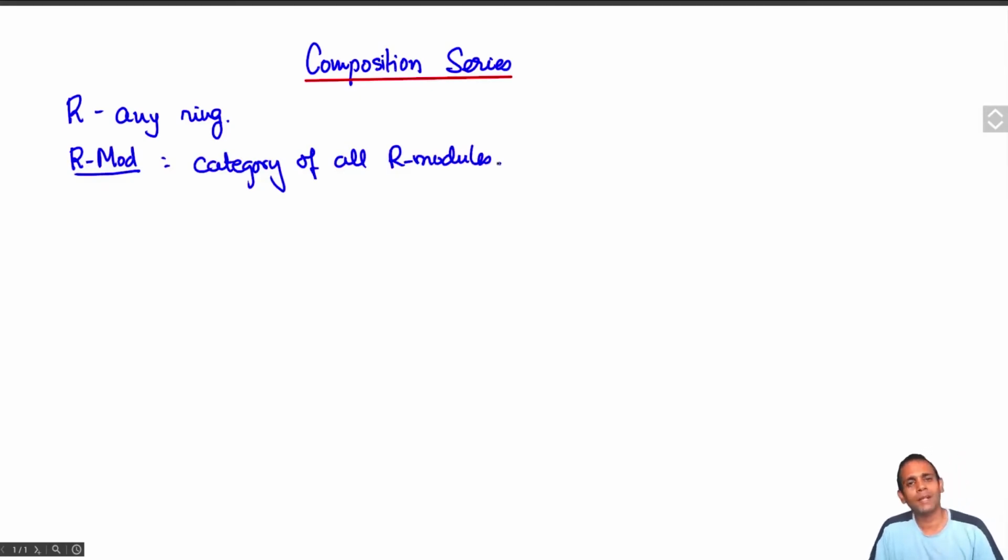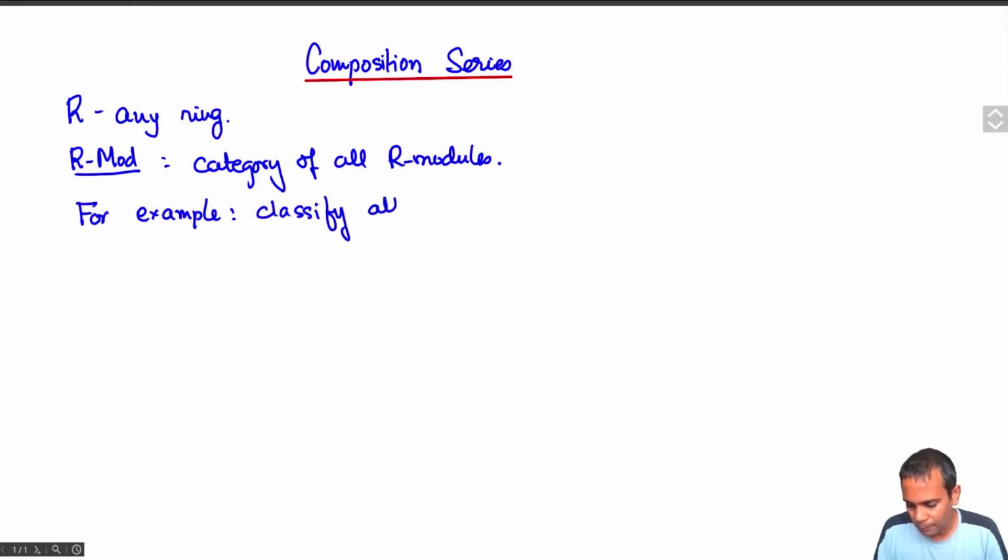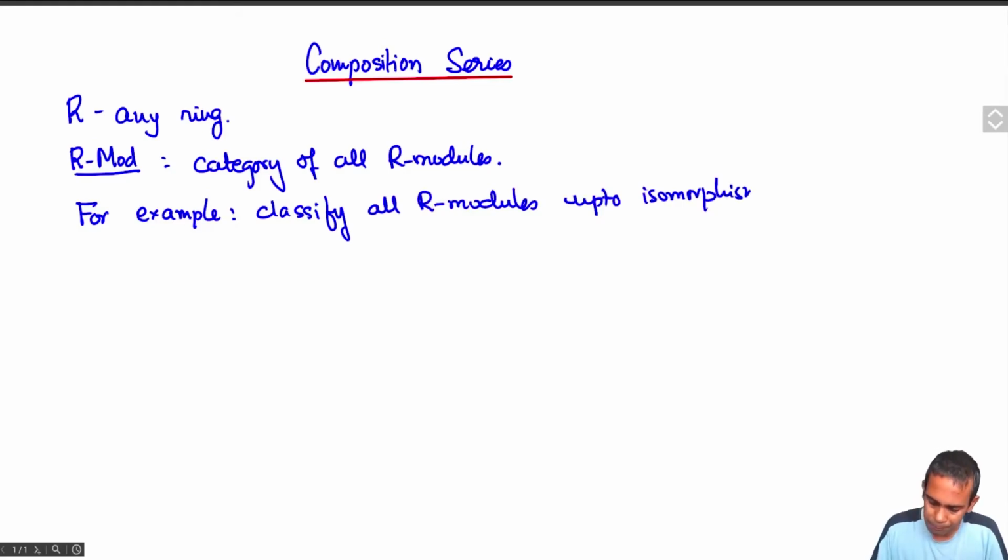So in some sense, we want to understand what are all the objects of this category. And one way to understand a category is to try to understand all its objects up to isomorphism. So for example, we may want to know how to classify all R-modules up to isomorphism. Now this is usually a tall order. Let's take even the simplest example.